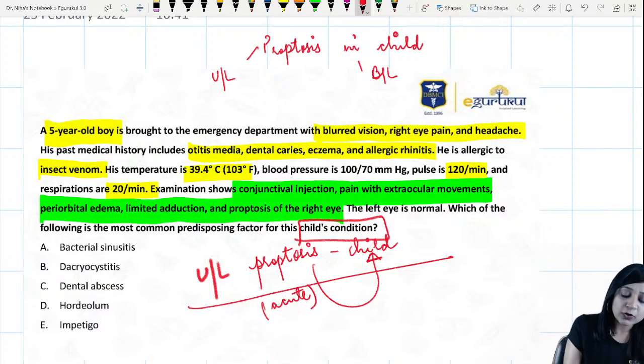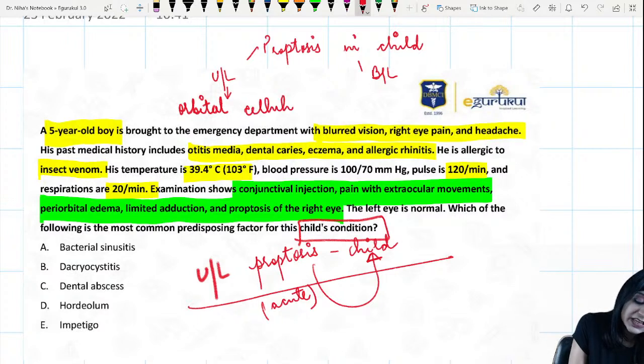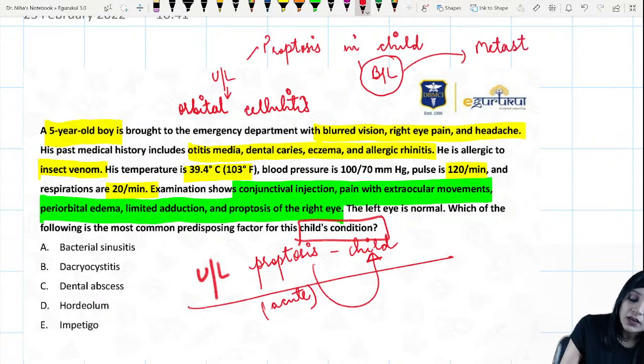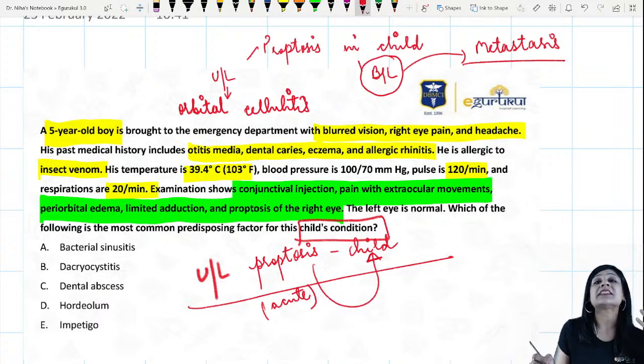Now, the most common cause of unilateral proptosis is orbital cellulitis. So many right answers I can see flashing up. Orbital cellulitis, very, very correct. While what is the most common cause of bilateral proptosis in children? This is metastasis, and metastasis means secondaries.